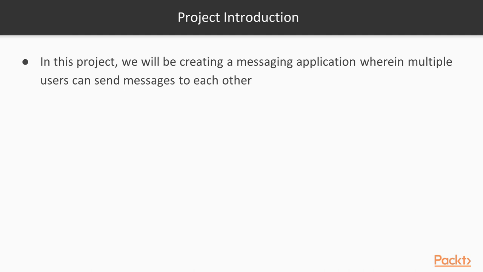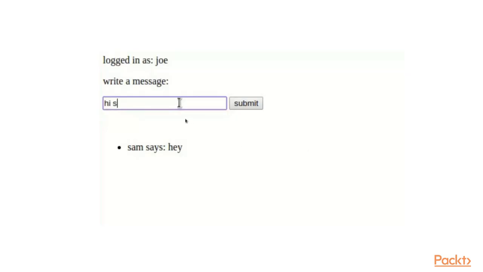In this project, we will be creating a messaging application wherein multiple users can send messages to each other. If you look here, this is essentially what the project is. You can log in as Sam, and Sam might write a message, and it will appear immediately. If you log in as Joe, Joe can send a message, and Sam will be able to read it as well and send a new message.